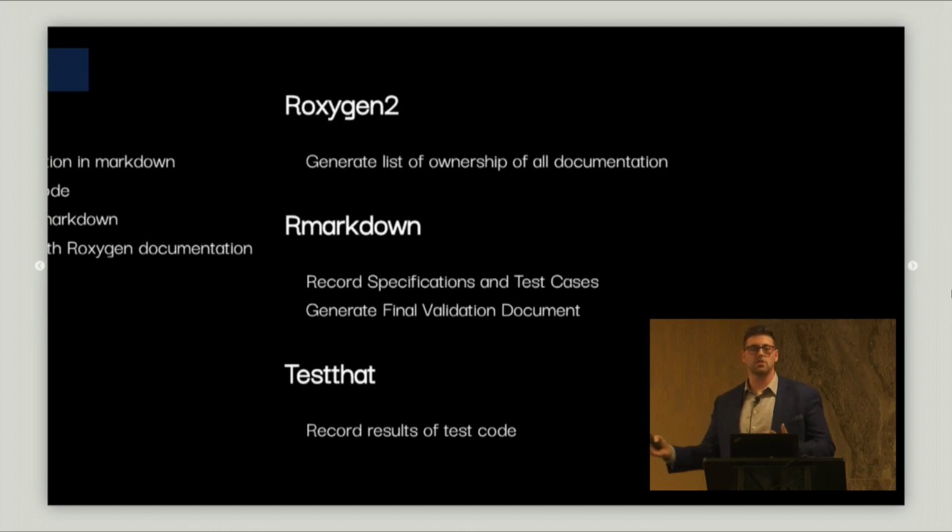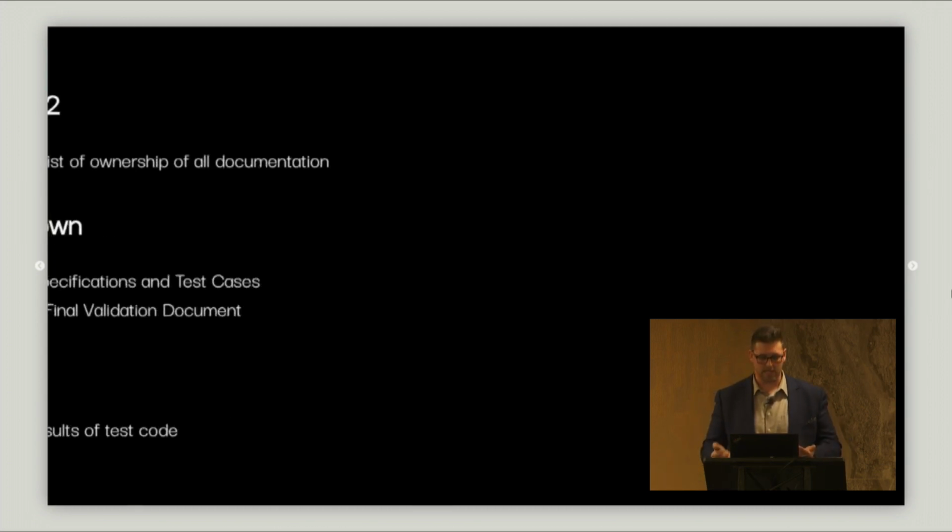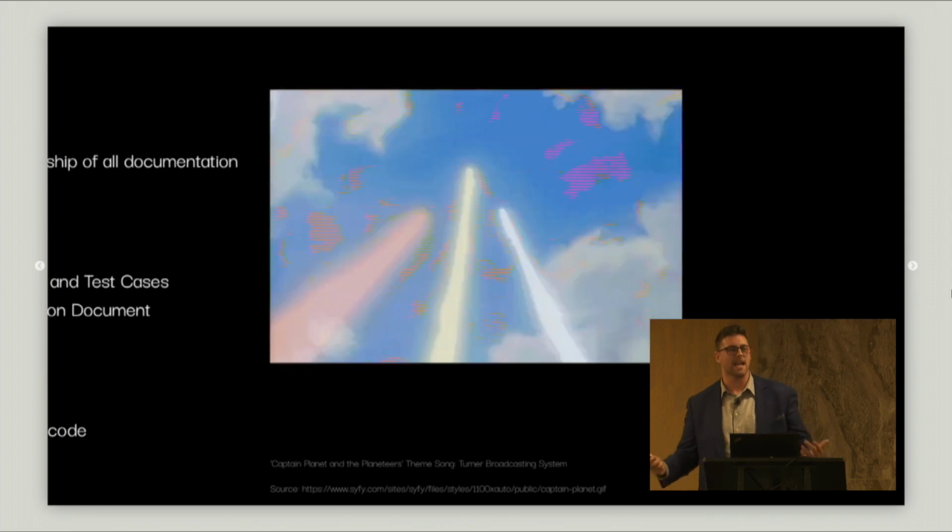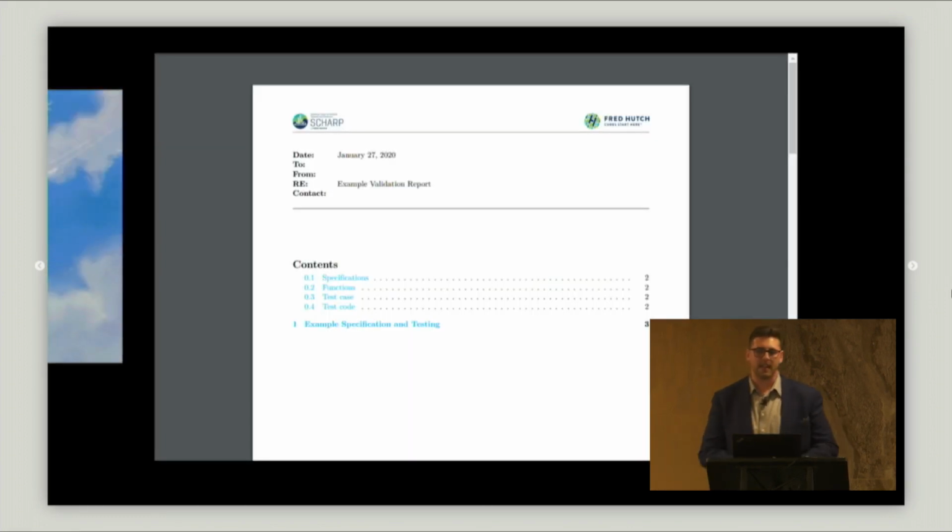So you can use Roxygen2 to scrape the list of ownership from all of our various locations. We have our Markdown, so we can pull that out of the files and print that out nicely, and we can use that to generate our final document. Finally, we have testthat that records all the results of the code, and we can then print that into a nice table. So with their powers combined, we can generate that PDF that I showed you earlier.